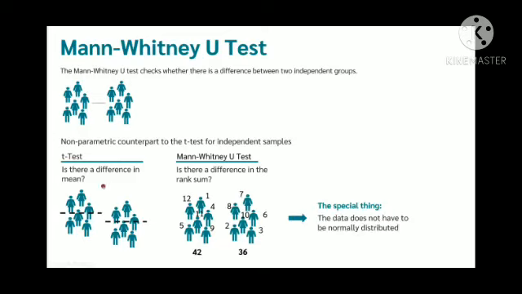In the t-test, we add the results of every member of the group and then divide by the number of members, and that is the mean of the group. While in the Mann-Whitney test, we find the rank of every member of the group and add them, and that is the rank sum of the group. And now we can see the data is not normally distributed.